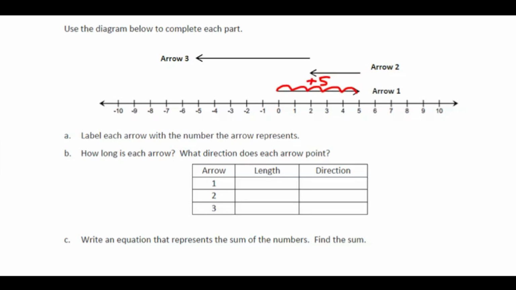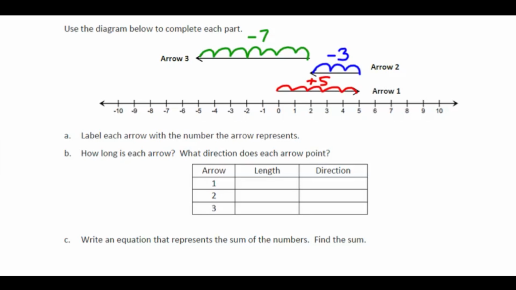For arrow number 2, we count its length, 1, 2, 3, but we notice that the arrow is moving to the left, so this would now be negative 3. And for arrow number 3, we also count its length, 1, 2, 3, 4, 5, 6, 7. But again, its arrow is moving towards the left, so it is negative 7.